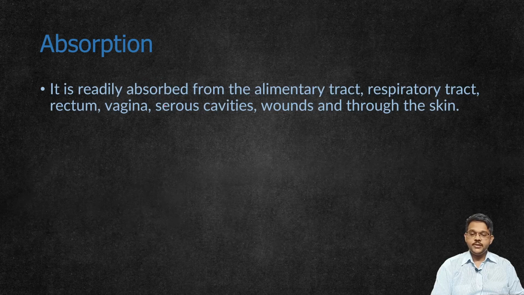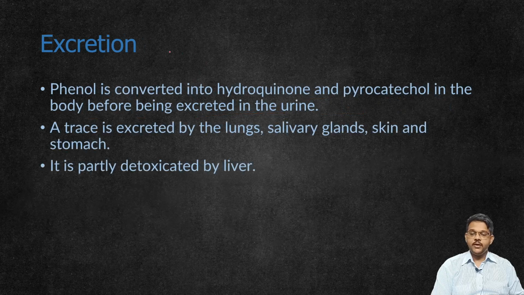Coming to absorption, carbolic acid is easily absorbed from mucous membranes like the urinary tract, respiratory tract, rectum, vagina, serous cavities, wounds, or through the skin also. Coming to excretion, phenol is converted into hydroquinone and paracatechol in the body before being excreted in the urine. So the kidneys are the main organs where it is usually excreted. A trace amount is excreted in the lungs, salivary glands, skin, and stomach. It is also partially detoxified by the liver.